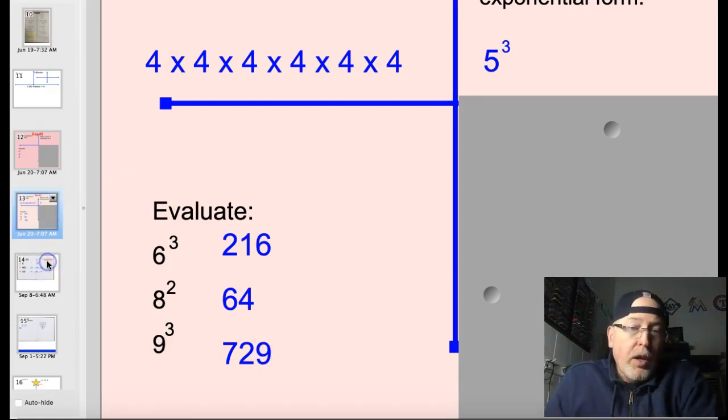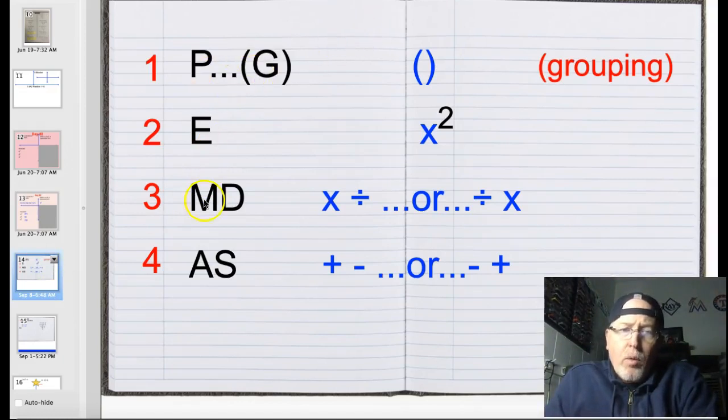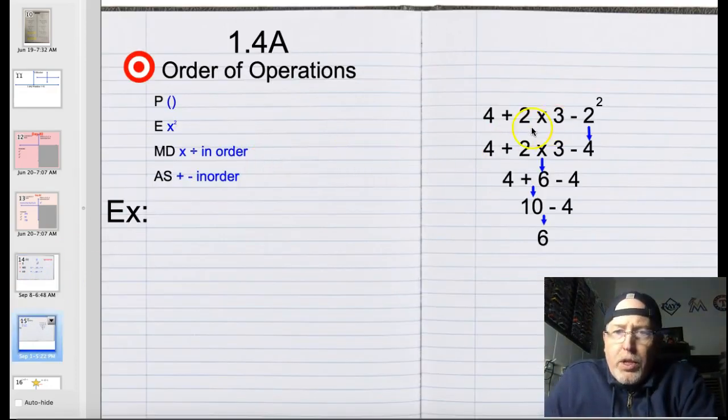So, all right, quick review of the target. We're working with PEMDAS, order of operations. Remember, parentheses or grouping, exponents, multiplication or division, whichever comes first, addition or subtraction, whichever comes first. Here's a quick example to refresh your memory. Just a short one here.